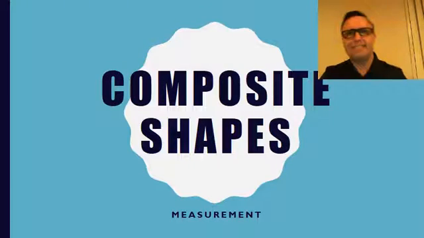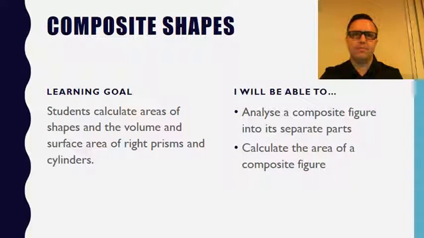Alright, welcome to this next video, and we're going to be talking for this one about composite shapes, our first one for measurement. Your learning goal for this one is that students calculate areas of shapes, the volume and surface area of right prisms and cylinders.